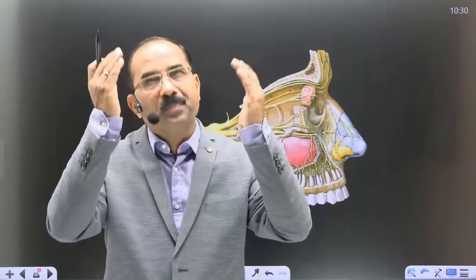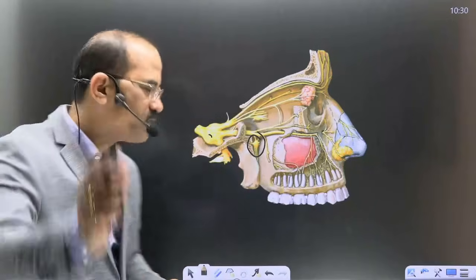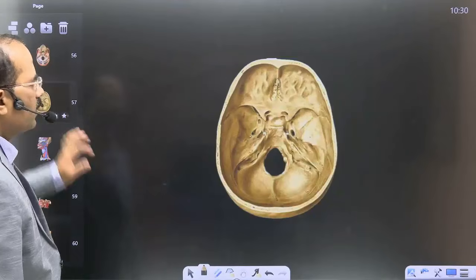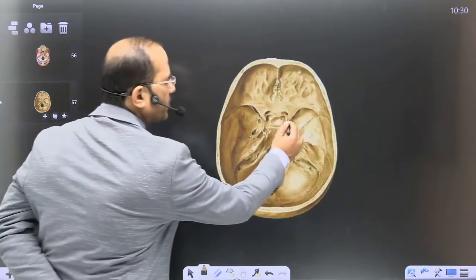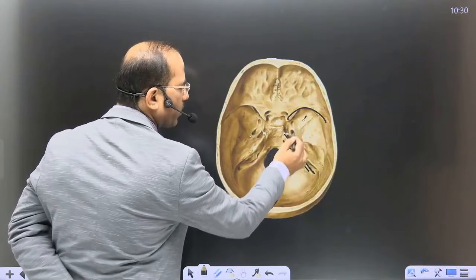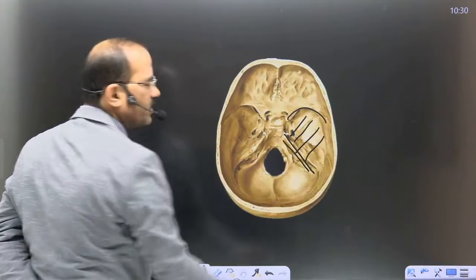I see the base of the skull, right? And which is that part of the skull which I see when I look up from the infratemporal fossa? Have a look at this. Students, you tell me, what is this for the sphenoid? That's the lesser wing of sphenoid. That's the petrous part of temporal bone. And what is this area? That's the greater wing of sphenoid.